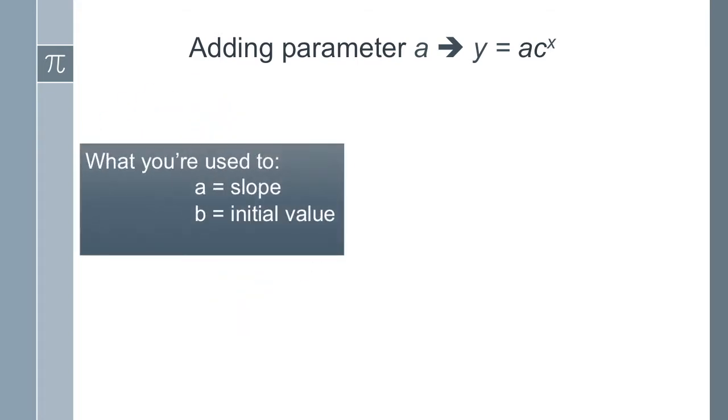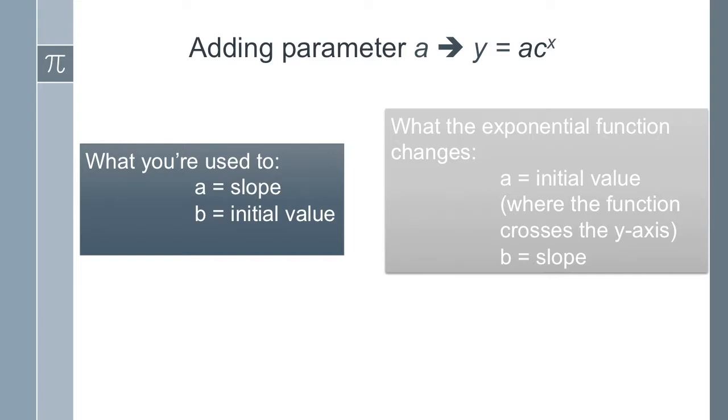You're used to a being the slope and b being your initial value, or where it crosses the y-axis. With the exponential function changes, your a is actually your initial value, where the function crosses the y-axis. And your b is the slope, but we're not going to talk about b today. We're just going to focus on a. So in an exponential function, a is the initial value. I am terribly sorry for this confusion. I know you're going to get confused, but don't worry. Hopefully we'll get through this.